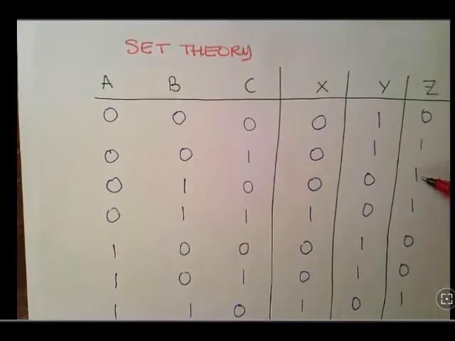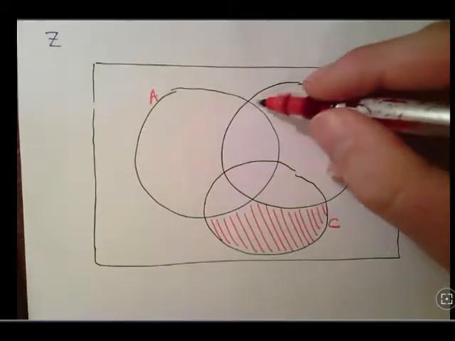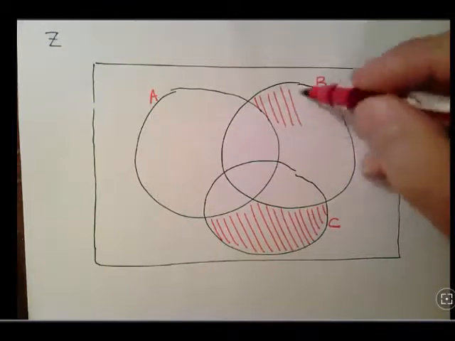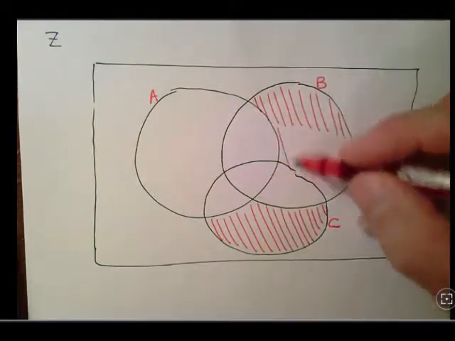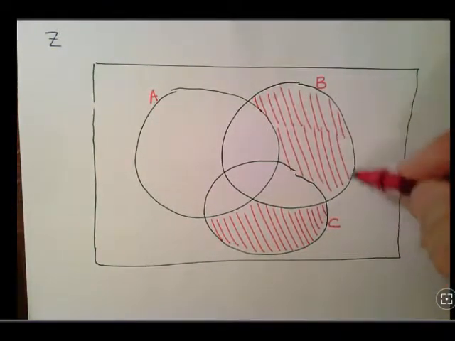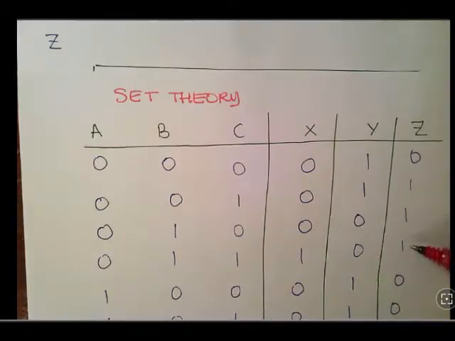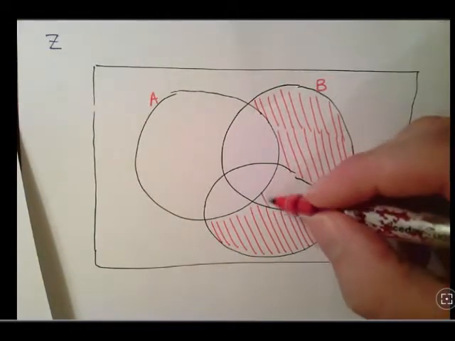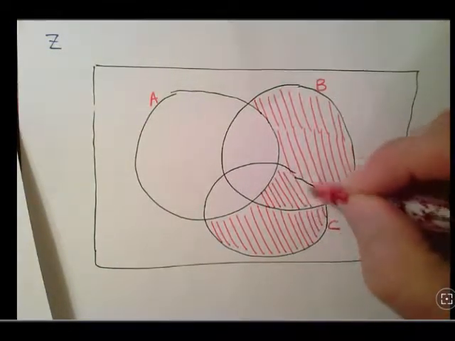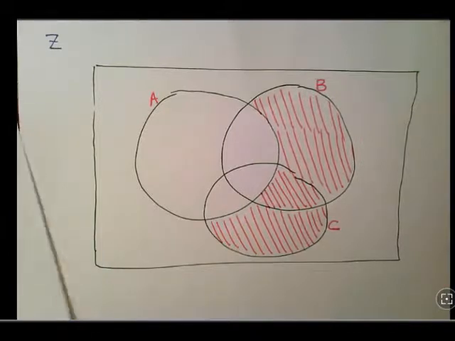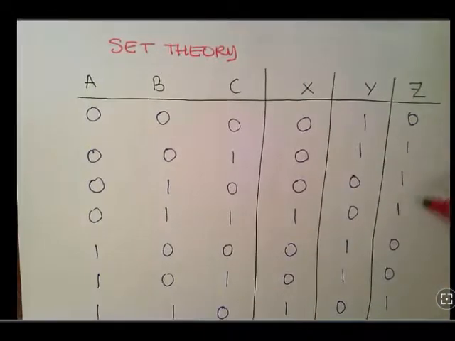The B only region, 010, if you prefer. The intersection of B and C, but the part that does not include A. So this region here. So that's the first 3.